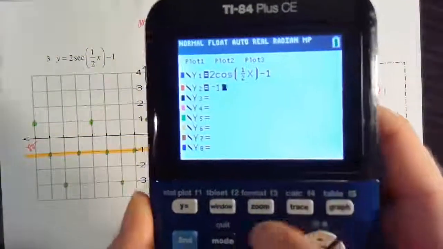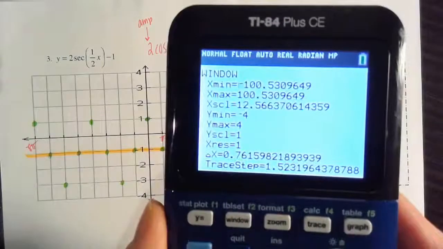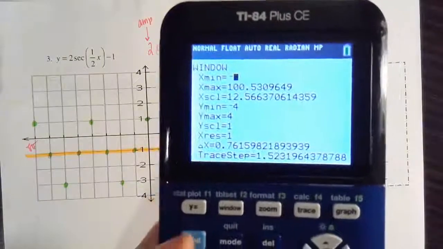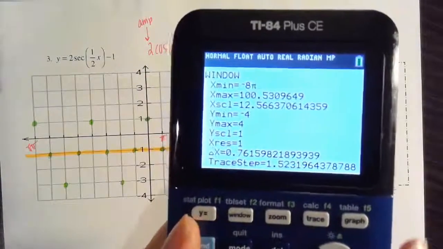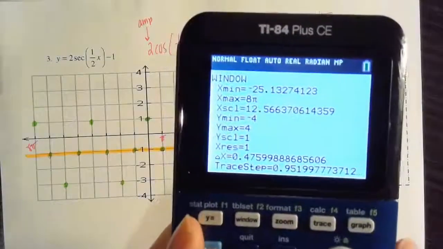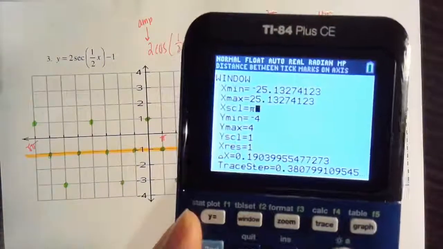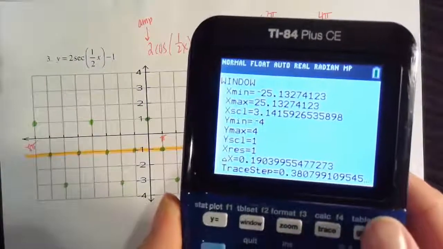Okay. Alright, and then I'm going to go to window. And I definitely need to change that. Make it from -8 pi, and I need an 8 first, to a +8 pi, with the scale being just pi. And then your y max and min is okay. Alright, so now if I graph it.